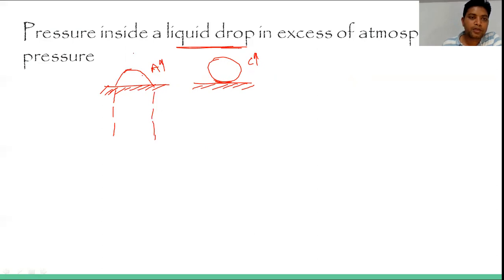Okay, so when you see it from the top view, the surface area covered by this periphery will look like this. So this is basically a circle, you can say. The diameter is d.